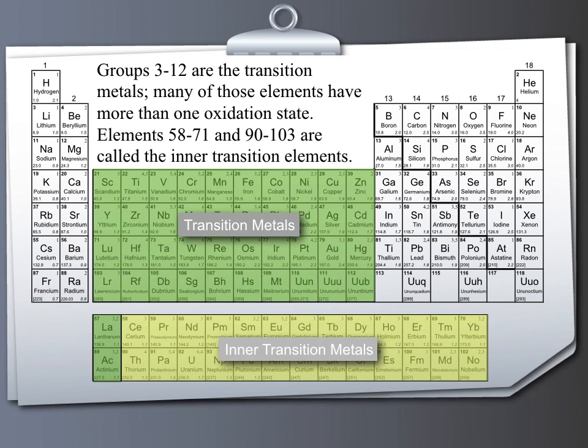Now on this one, you'll notice that I have lanthanum and actinium in green because they're really not inner transition metals. The row of metals is called the lanthanide series, but lanthanum is really a d element, so it's a transition metal. Same thing with actinium. So if you do count mine, you will see that the yellows are the inner transition and the greens are the transition metals.